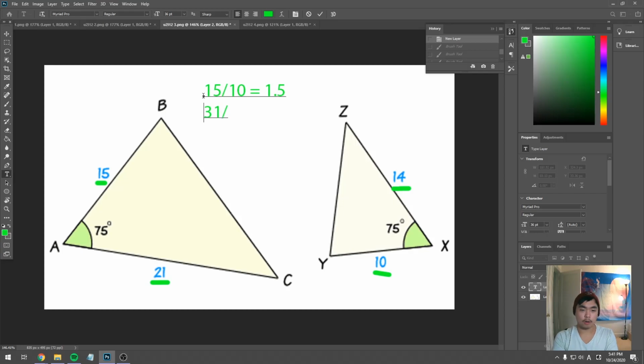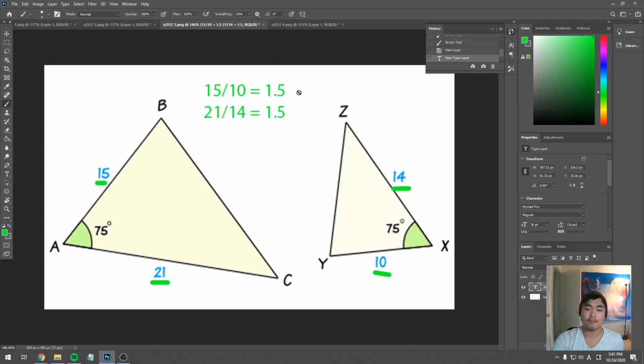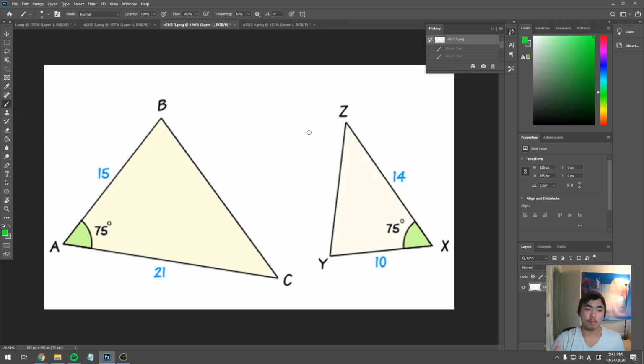21 over 14, if you divide both sides by 7, you'll get 3 over 2, which equals 1.5, right? Now we have both sides. The corresponding sides are scaled by the same factor, 1.5. We have the angle, 75 degrees, 75 degrees. So we have SAS. So to review, the key skill is to make sure you're checking your matches, right?